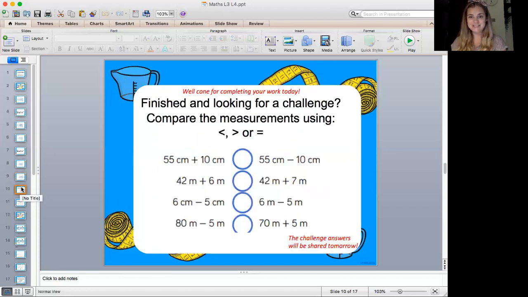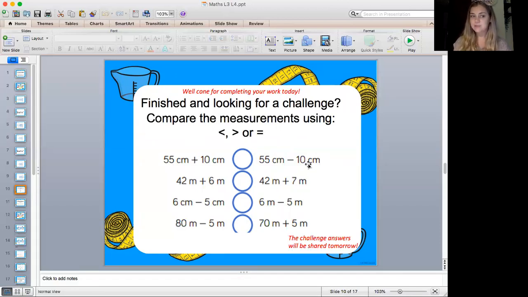Well done for completing your work. And if you have finished it up and you're still looking for more challenge, you can compare the measurements here using less than, more than, or equals to. Now you have to add up the amounts first. So you'd have to add this up and subtract this one and then compare them. So it is quite a difficult task.